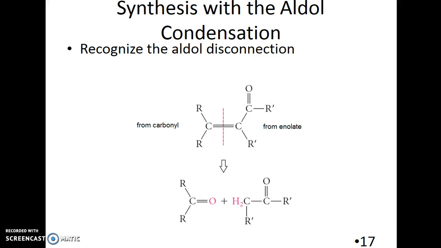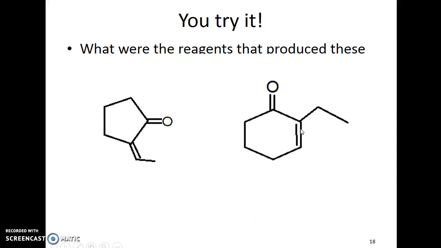When trying to work an aldol condensation backwards, realize what you're going to do is basically cut the ene in half and take the beta end and make that into the carbonyl, and take the alpha end and make that into a methylene. So let's try some of these. Here we have two aldol condensation products. Try to figure out what reagents were used in order to make them.